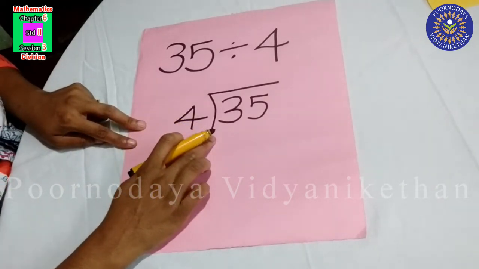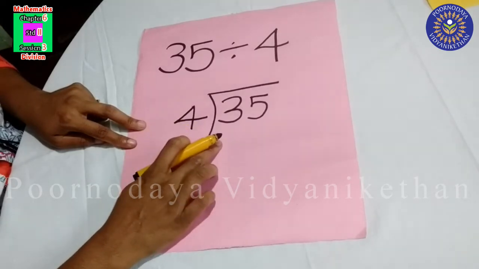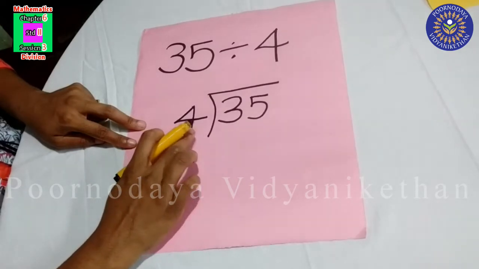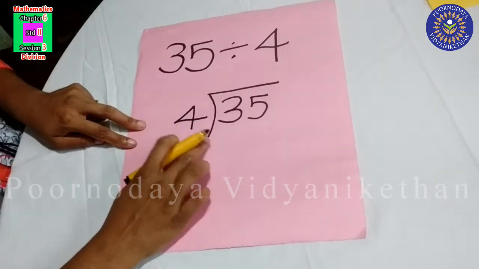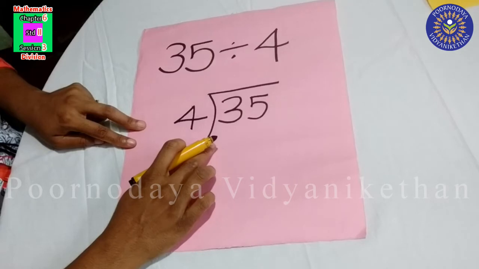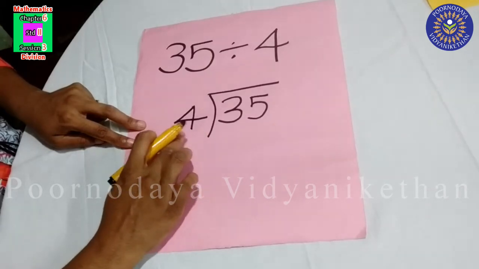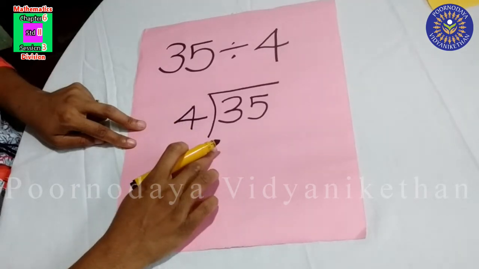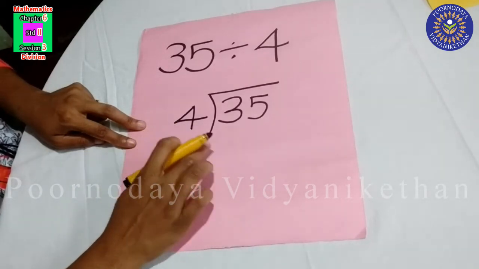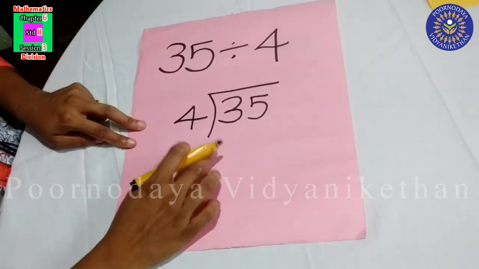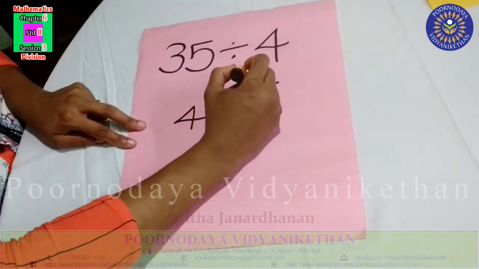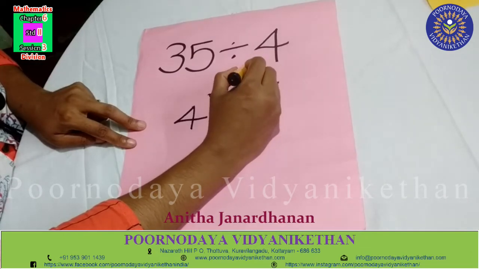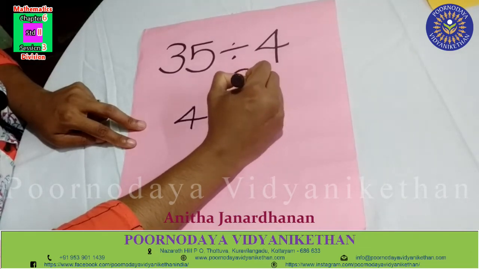4 1s are 4. 4 2s are 8. 4 3s are 12. 4 4s are 16. 4 5s are 20. 4 6s are 24. 4 7s are 28. 4 8s are 32. So, you have to write 8 here.